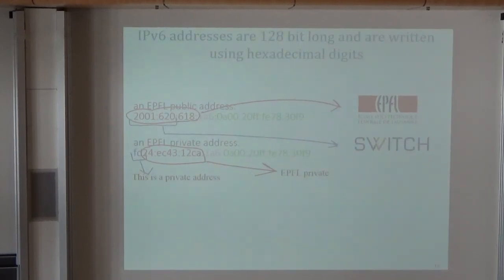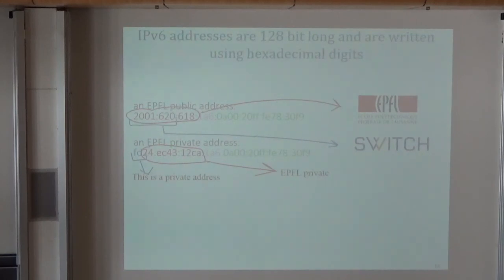In IPv4, the same router has one entry for ETH, 129.132, one entry for EPFL, 128.178. There's nothing in common between those two. 128.130 is, I don't know which network, but it has nothing to do with Switzerland, or it's not even a university. So we can aggregate more with IPv6.